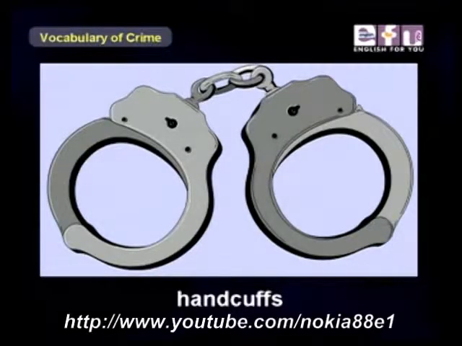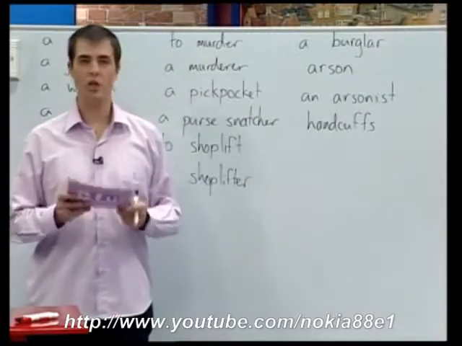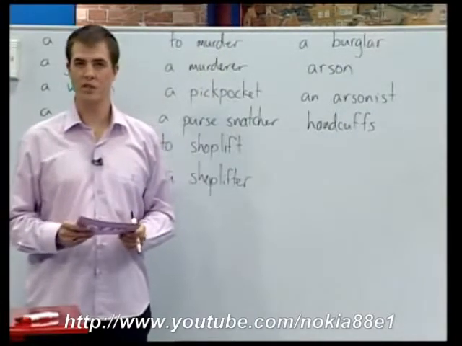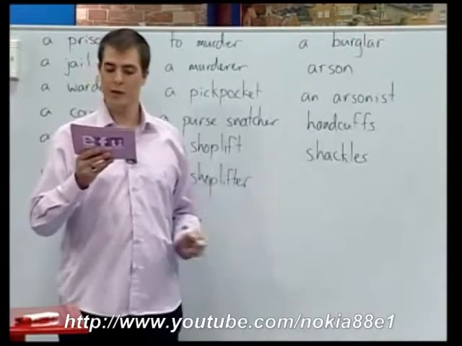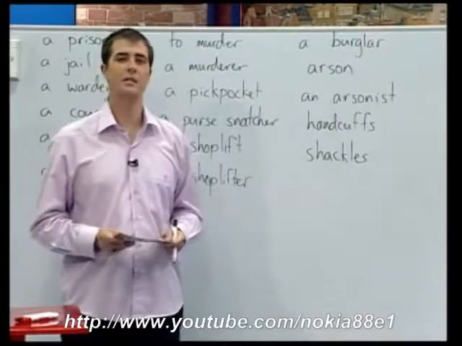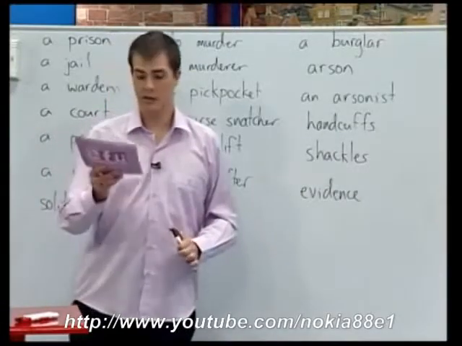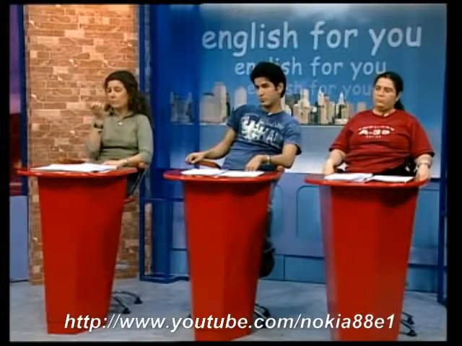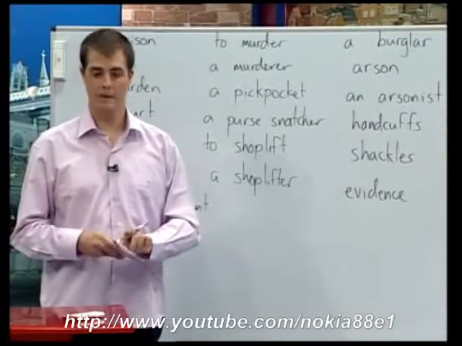Three more. Handcuffs. Handcuffs are a pair of metal rings joined by a chain used for holding a prisoner's wrists together. Shackles. Shackles are metal rings joined by a chain, and they're used for fastening a prisoner's feet or hands. They're similar to handcuffs. And lastly, we have evidence. Evidence is facts, objects, or signs that make you believe something is true. For example, fingerprints, hair, footprints are examples of evidence.